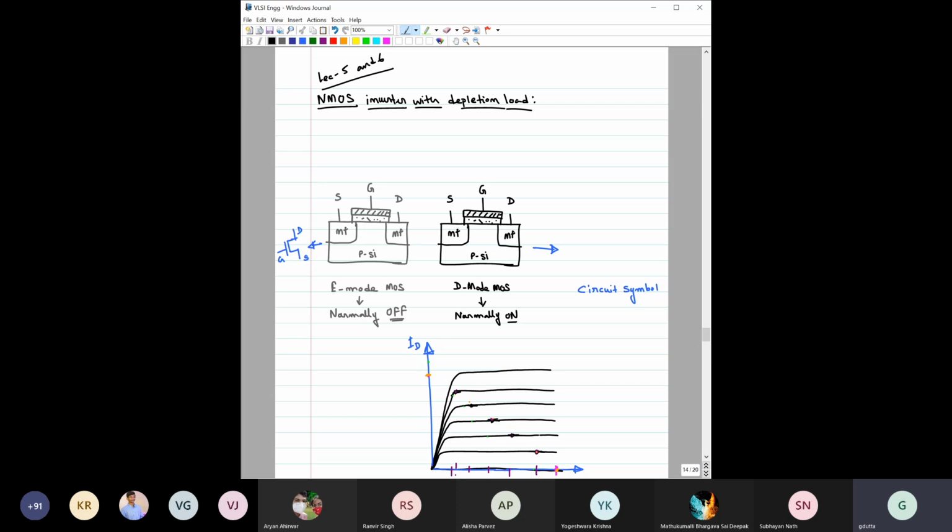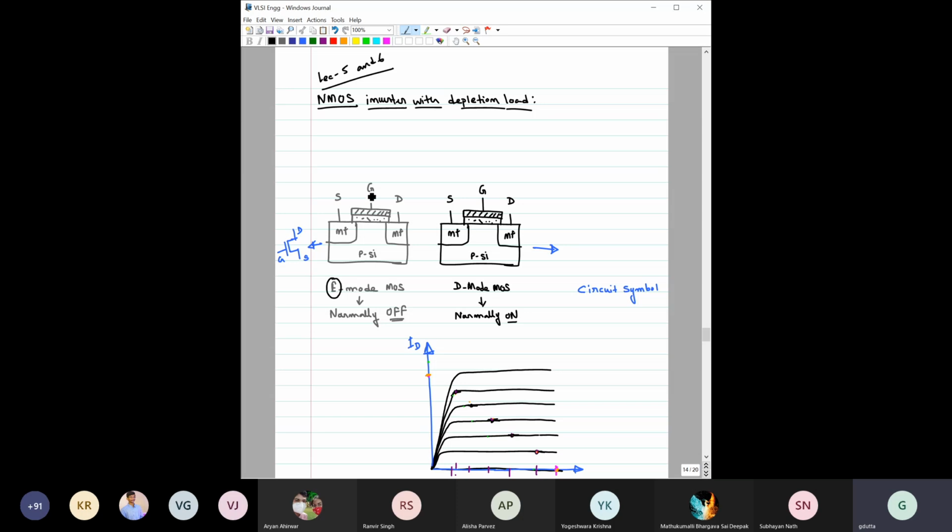depletion load. So previously what we have done is the enhancement mode. Now what we are doing is the depletion mode. Depletion mode means, so far the transistors that you have learned about, these MOSFETs, are the enhancement mode transistors, or normally off transistors, or in short also called E mode transistors.